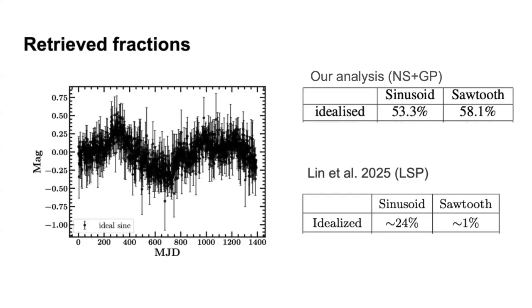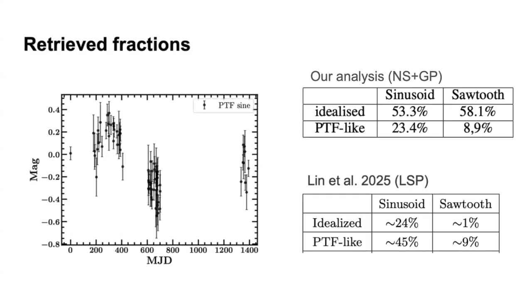When we consider a sparser scenario, more similar to what you expect from the PTF, we retrieve 23.4% for the sinusoid, while they retrieve 45%. In the sawtooth light curve, we retrieve around 9%, as they do. What is still not clear to us is that as they decrease the number of points in the light curve, they have an increase in the fraction of retrieved periodicities. But still, in this case, they will have a higher fraction than our method.